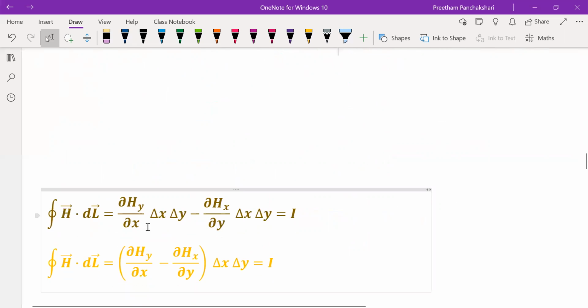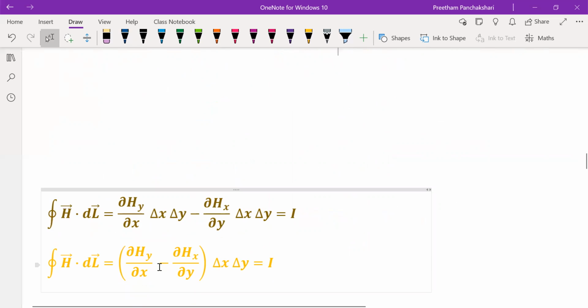So now delta x, delta y becomes a common factor. It is taken out. Right. This is the area. So the very first term in this equation is the circulation of H, that is given by the rest of the equation. The last term is the current I.